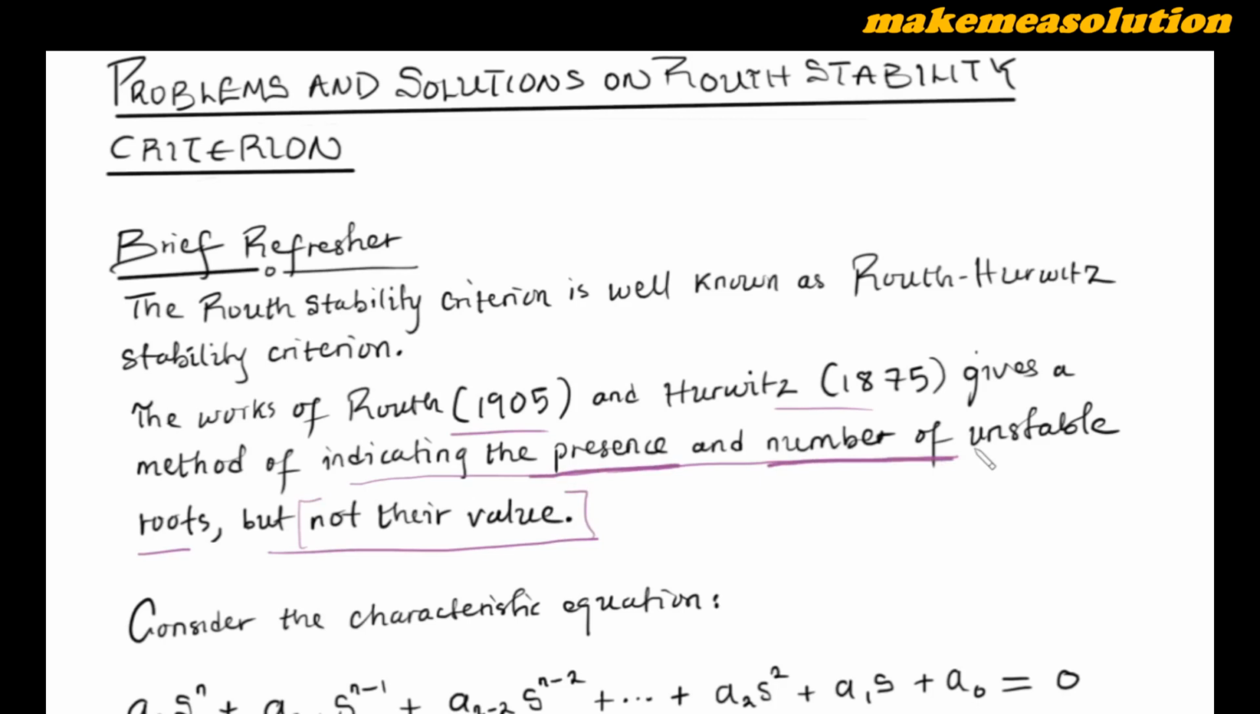So anytime you're designing a control system, if you want to know the number of unstable roots in that control system, or if you want to determine if your control system will have unstable roots, then you have to use the Routh-Hurwitz stability criterion, or Routh's criterion for short.